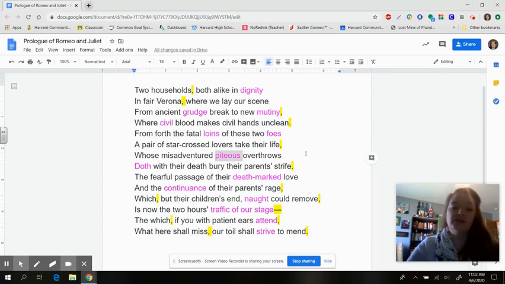The fearful passage of their death-marked love, and the continuance of their parents' rage, which but their children's end naught could remove, is now the two hours' traffic of our stage. The which, if you with patient ears attend, what here shall miss, our toil shall strive to mend.